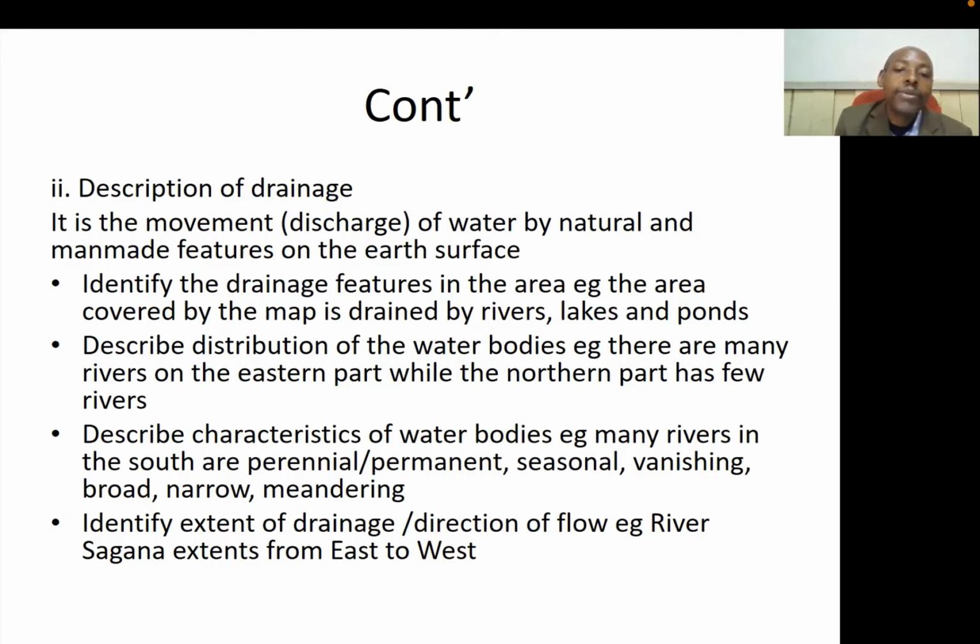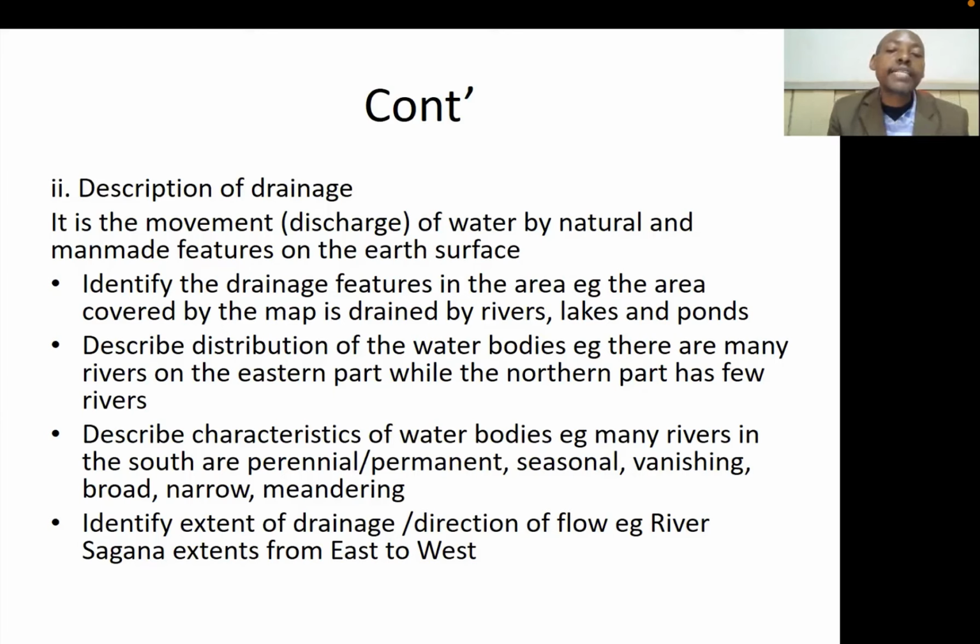Describe the characteristics of water bodies. For example, many rivers in the south are perennial, permanent, and you give examples. Seasonal rivers, you may say, in the northern part, there are numerous seasonal rivers. We can also talk about vanishing rivers. And I want to use some examples from the Yimbo map. The Yimbo map has numerous vanishing rivers. For example, River Opondo is a vanishing river, so cite specific examples.